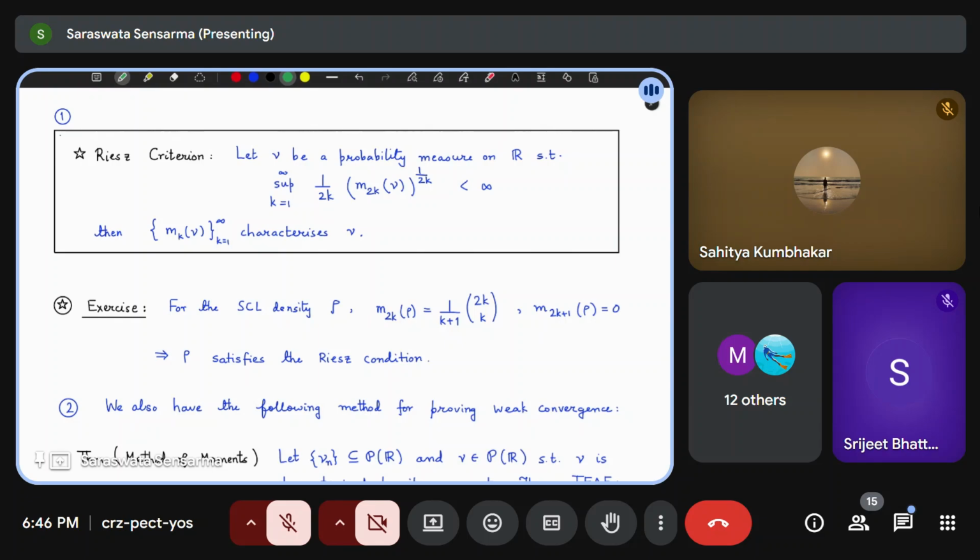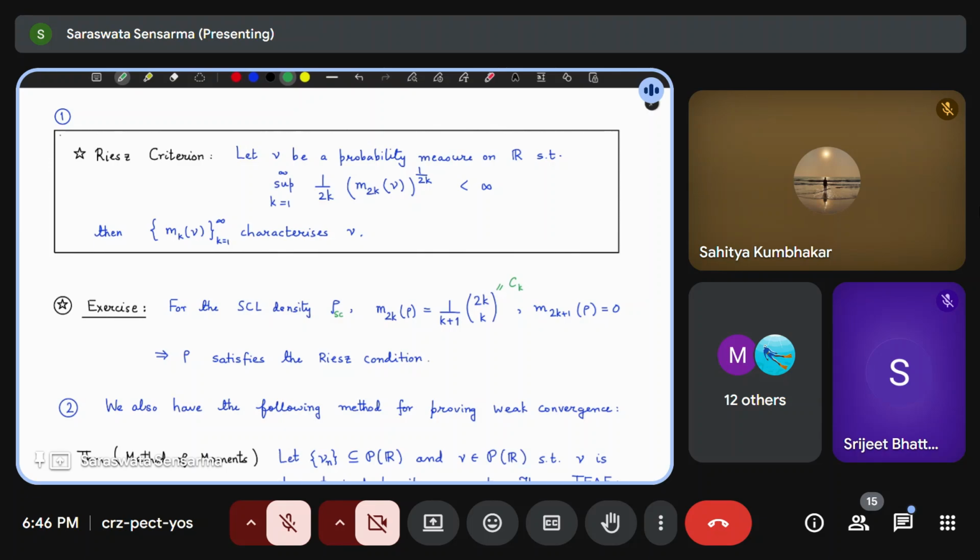So if you take the semicircular density and you compute the moments, you will see that these are precisely the kth Catalan numbers, which is a funny coincidence. And not exactly a coincidence, but a funny result. And the k plus 1 moments are 0 because it's an odd function.